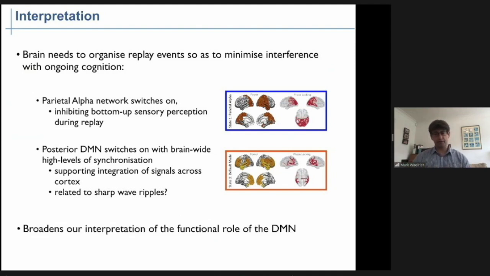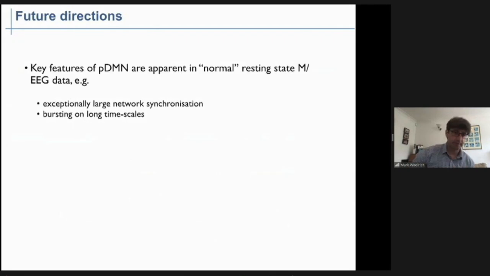Okay, so I think regardless of these more specific speculative interpretations, this is new evidence that helps to broaden our interpretation of the functional role of the DMN when we bring together this replay work with the HMM and its ability to estimate RSNs at fast timescales. Okay, so just going to finish off by looking at some future directions for both the replay work and more broadly for dynamics of functional brain networks.